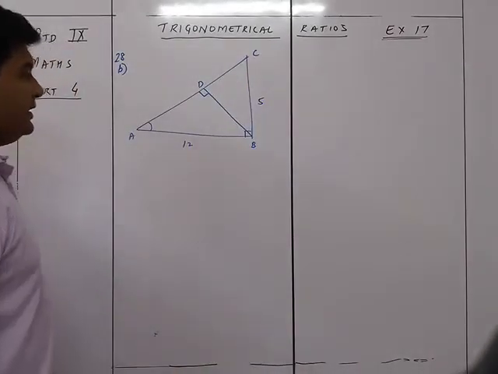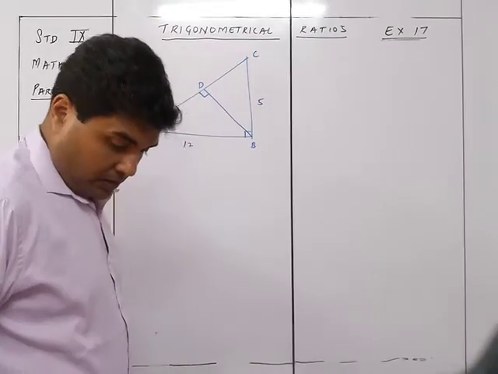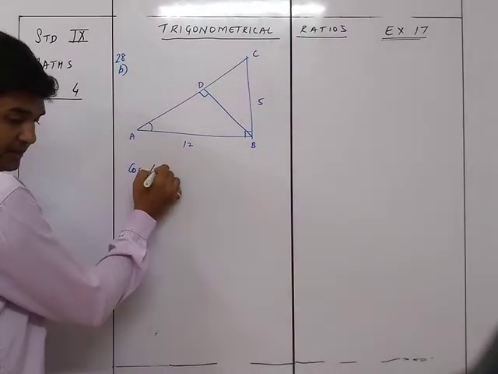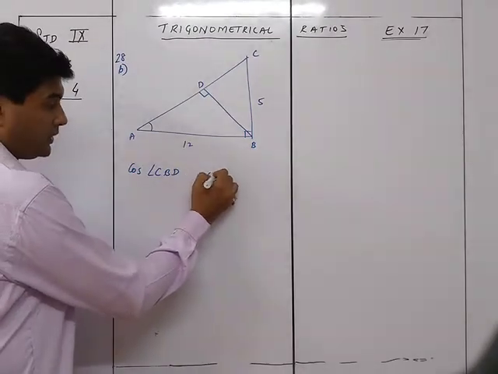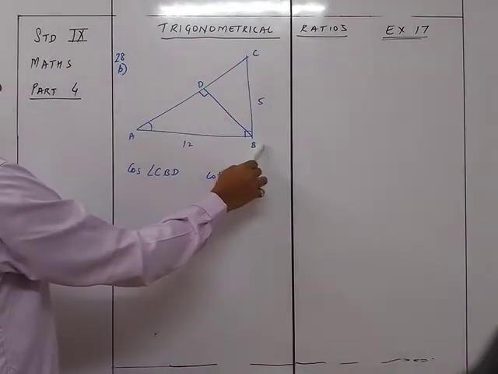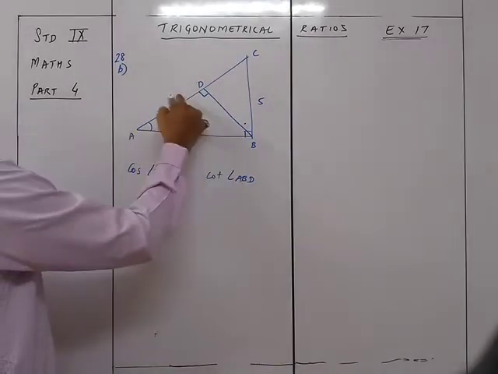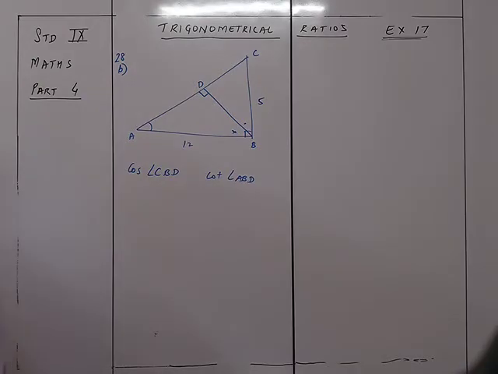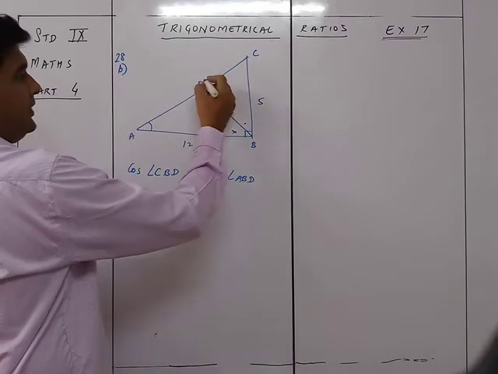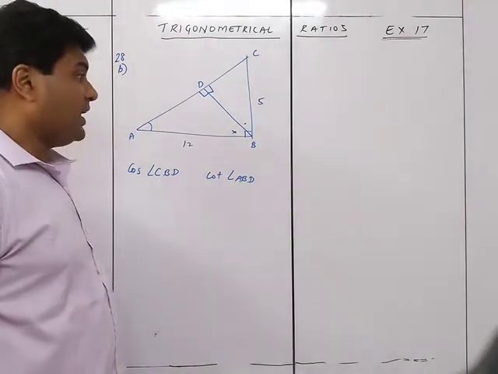Okay, so this is a right angle triangle ABC, and ABD is also perpendicular. You need to find cos of angle CBD and cot of angle ABD. CBD is this angle, and ABD is this angle. You need to find cos of this. Cos this is the adjacent over the hypotenuse, so the adjacent is BD. You cannot find BD, so now is the tricky part.